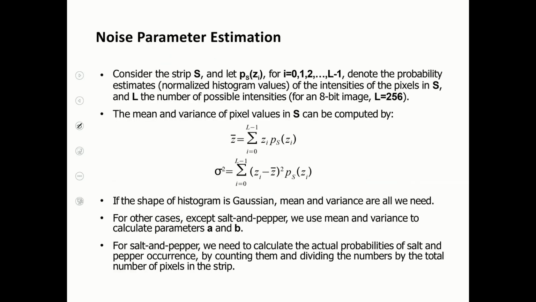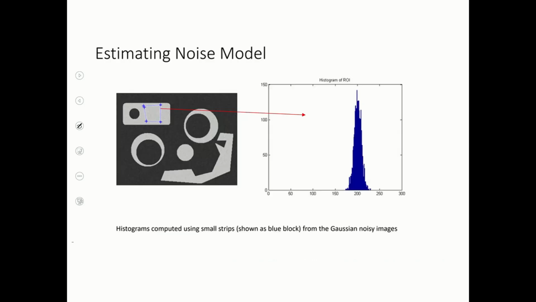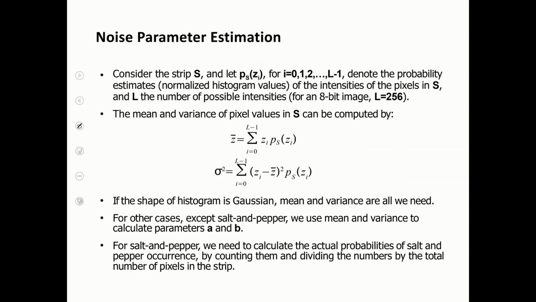Okay. So after the noise estimation, I can estimate mean and variance, and try to find out what type of noise we have. For salt and pepper, we also need the probability of salt and probability of pepper, which we can count again using the constant intensity. I take this area, count the number of salt and pepper pixels and divide by the total number, and I get the probability. So this way I can estimate all the parameters from this model.